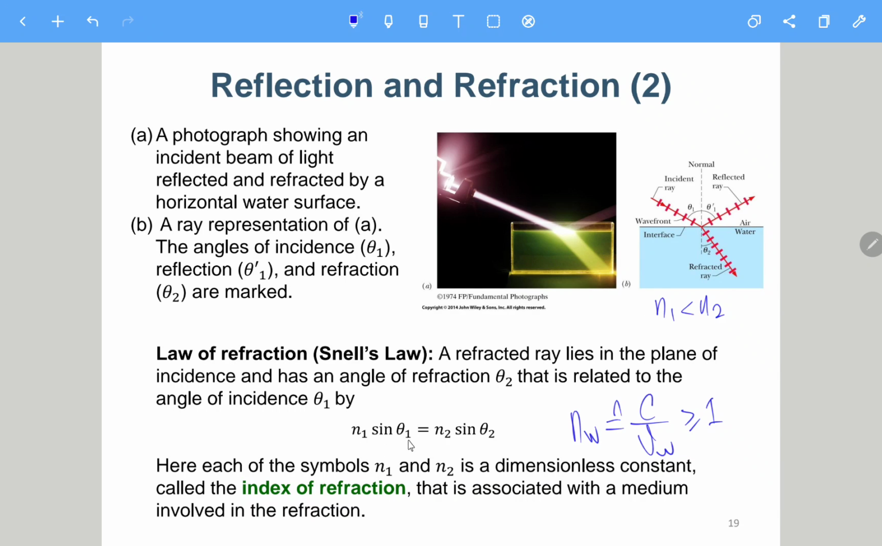And in that case, when theta is between 0 and 90 degrees, sine is an increasing function, which means that theta 1 will be larger than theta 2 as long as n1 is smaller than n2. And vice versa.